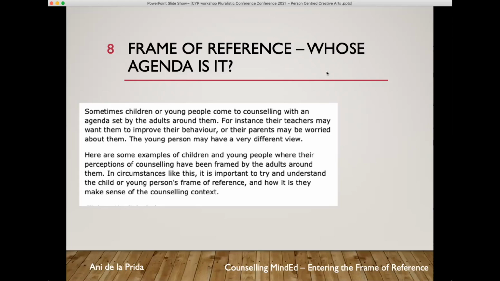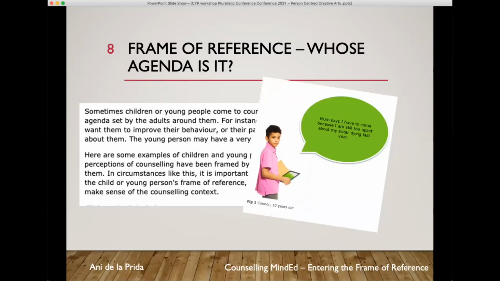And how they make sense of why they have come to therapy is really important. And sometimes it takes a bit of attention being paid to what's not said as well as what is said. So as an example, here's Connor. Mum says I have to come because I'm still too upset about my sister dying last year. That's actually real. This is a genuine thing that has been said to me.